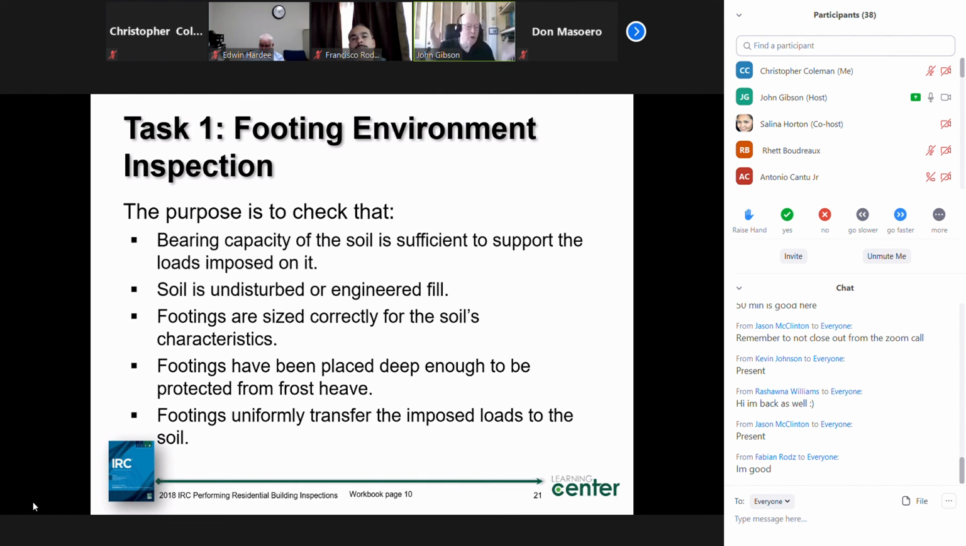I'm in a high wind area. I've got greater seismic conditions than what this covers, things like that, or I'm using different materials that aren't covered in the IRC, then I would have to go and get the registered design professional. And they're going to tell me what to do.